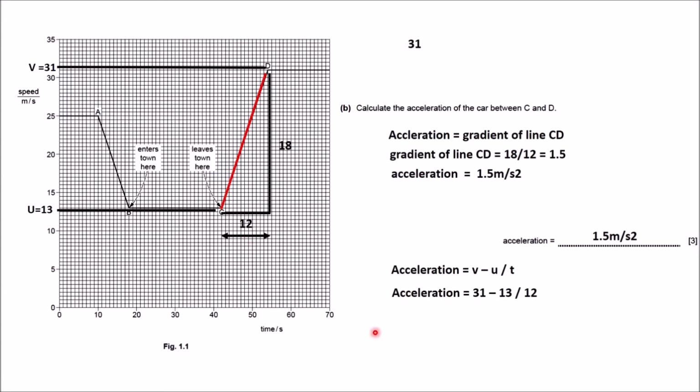When you substitute the numbers, the final velocity is 31, initial is 13, time interval is 12. Subtract the numbers, then you get 18 over 12. 18 over 12 gives you 1.5 meter per second squared. This is the required acceleration. So both methods give the same answer. It's up to you, you can choose according to your convenience.